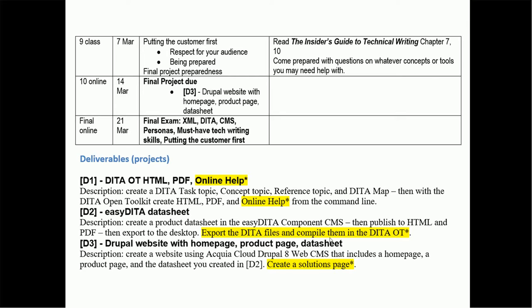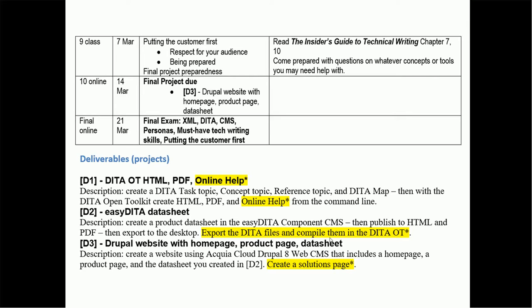The D2 project is the Easy DITA data sheet. I will have explained that to you, but in Easy DITA, you will be expected to do an HTML and PDF version of the data sheet. The graduate students will be expected to export the DITA files and compile them in the DITA Open Toolkit. I know this sounds confusing and complicated and perhaps hard, but believe me, you'll be totally prepared for this.